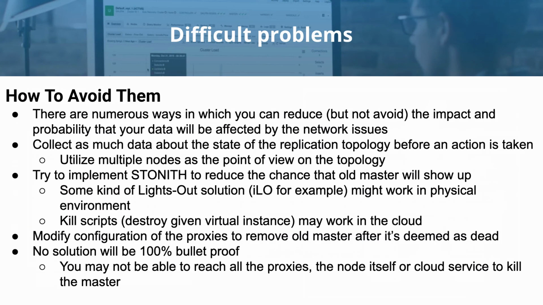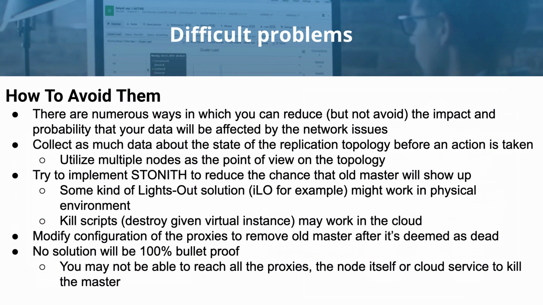So how to avoid them? There are numerous ways in which you can reduce, but not avoid, the impact and probability that your data will be affected by network issues. Collect as much data about the state of the replication topology before an action is taken. Utilize multiple nodes as the point of view on the topology. Try to implement STONITH or fencing mode scripts to reduce the chance that the old master will show up.